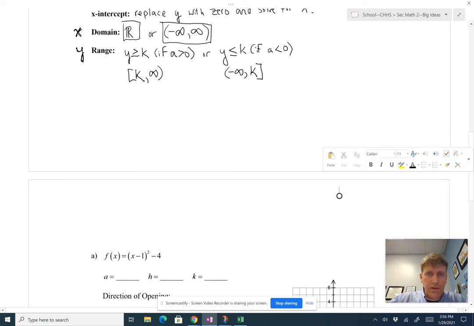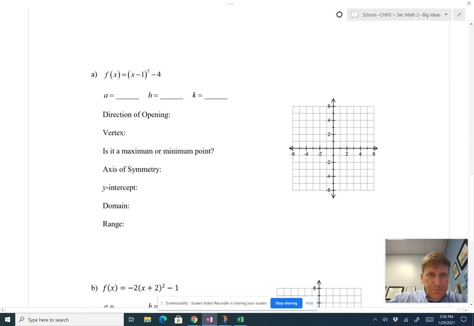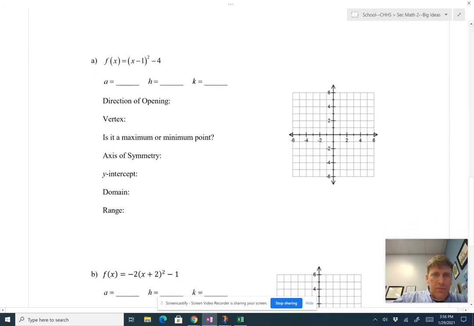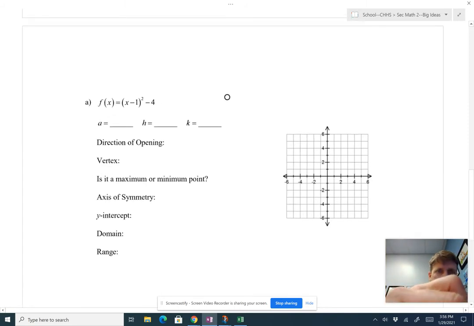Okay, welcome back. So we're going to look through some examples here. Something to keep in mind, notice it says f of x. Remember that y is equal to f of x. Saying f of x is the same as saying y. And our general form of the vertex equation is y is equal to a times (x minus h) squared plus k.